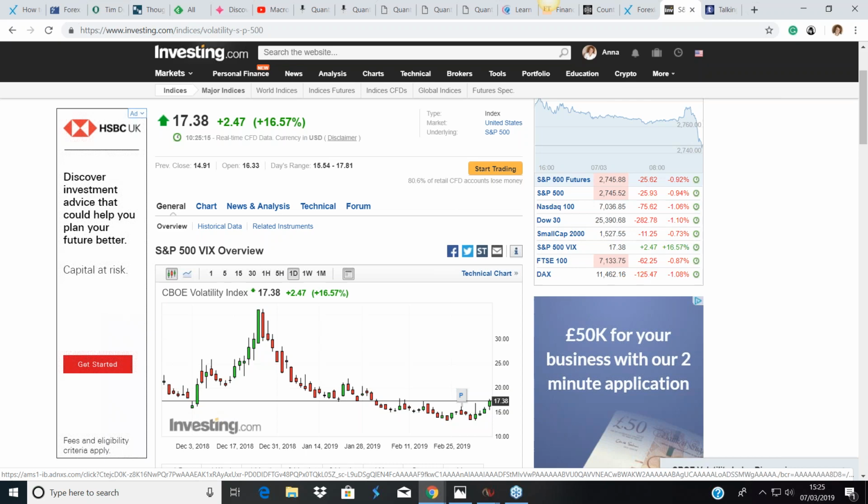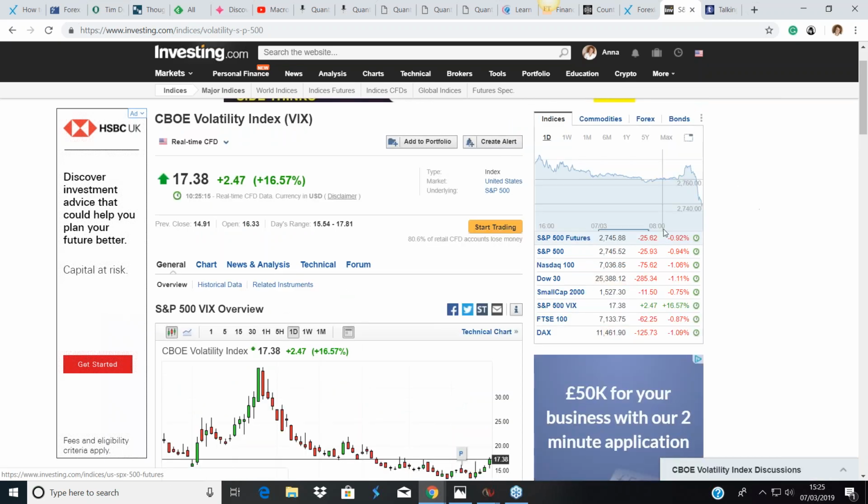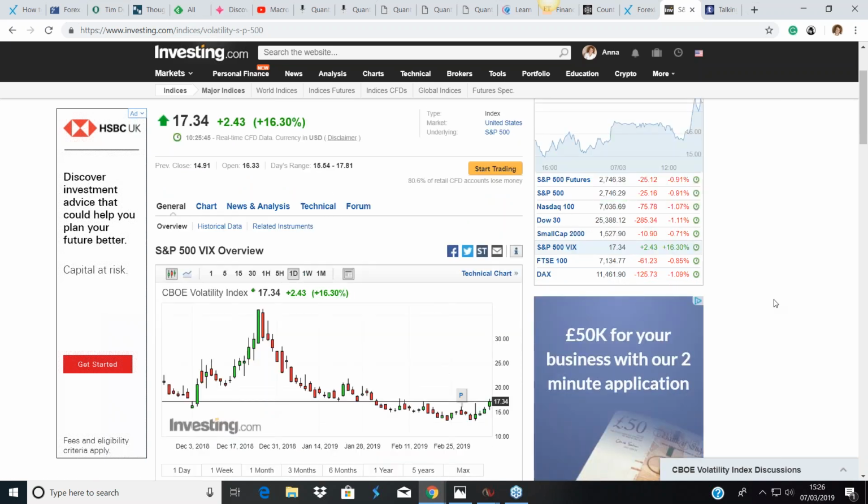And we can see here from the futures, the S&P is down 25. That's the futures. The Nasdaq's down 76. The Dow, is that 285 already? Wow, that's a big move. But the index that we really looked at last week to give us a clue as to what the market is feeling and thinking is the VIX.